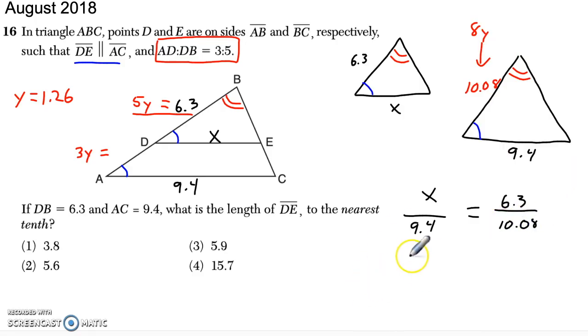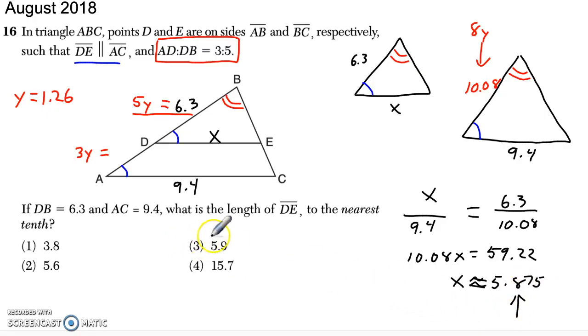And now I'm just going to cross multiply. I got 10.08x equals 59.22. And then we divide by 10.08 and we get x is about 5. Well, actually it is exactly 5.875. Since they want it to the nearest tenth, we've got to round to that decimal place. 7 pushes that 8 up to 9, so we're going to be at 5.9.